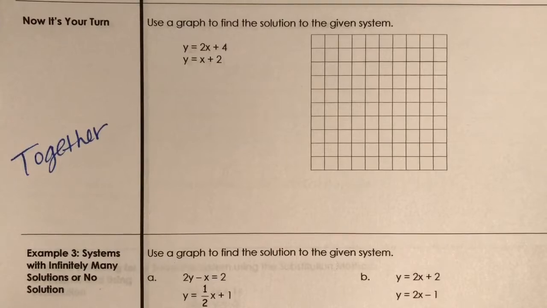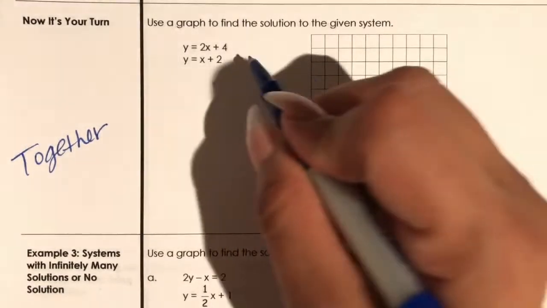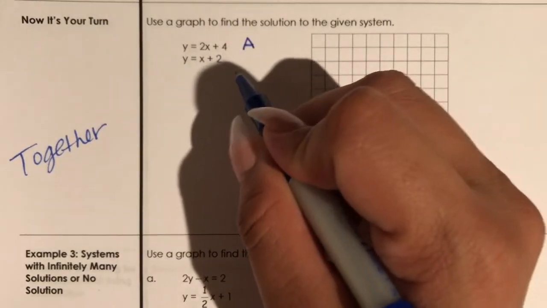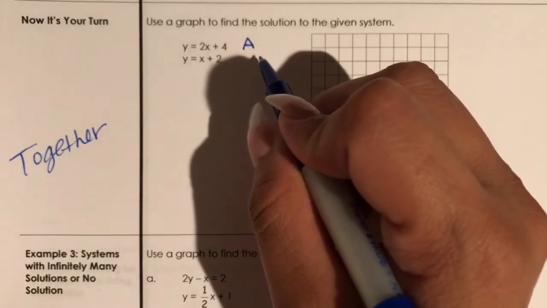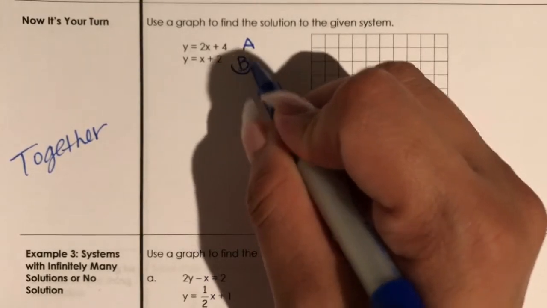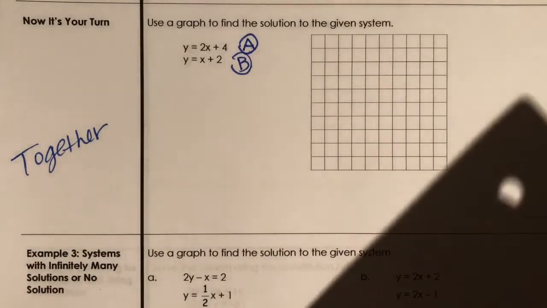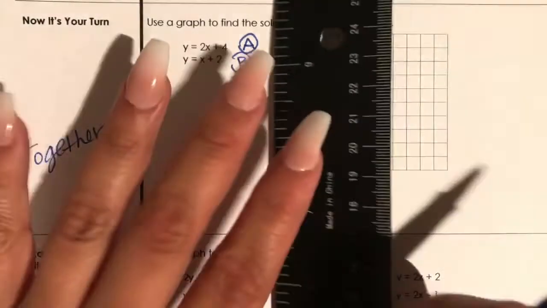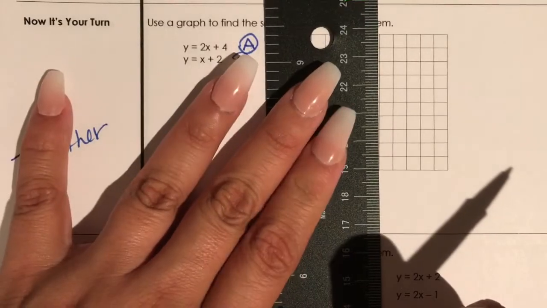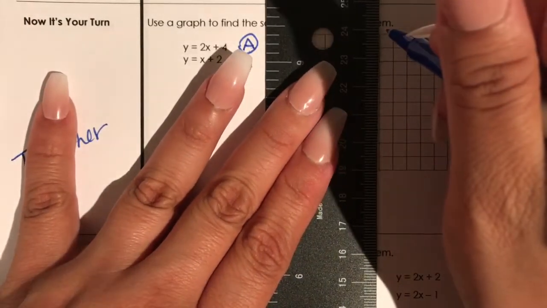Use a graph to find the solution to the given system. Equation A, y equals 2x plus 4. Equation B, y equals x plus 2. Go ahead and graph those two. Make our axis, x and y.